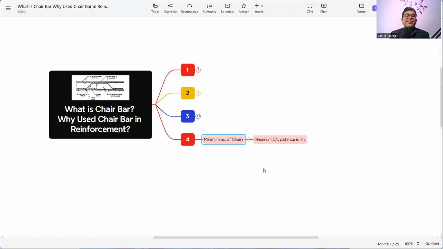And how to calculate the chair and how to make the cutting length. So this is all about the chair, how to calculate the chair length, how to calculate the cutting length, and what is the number of chairs to be provided in the project.